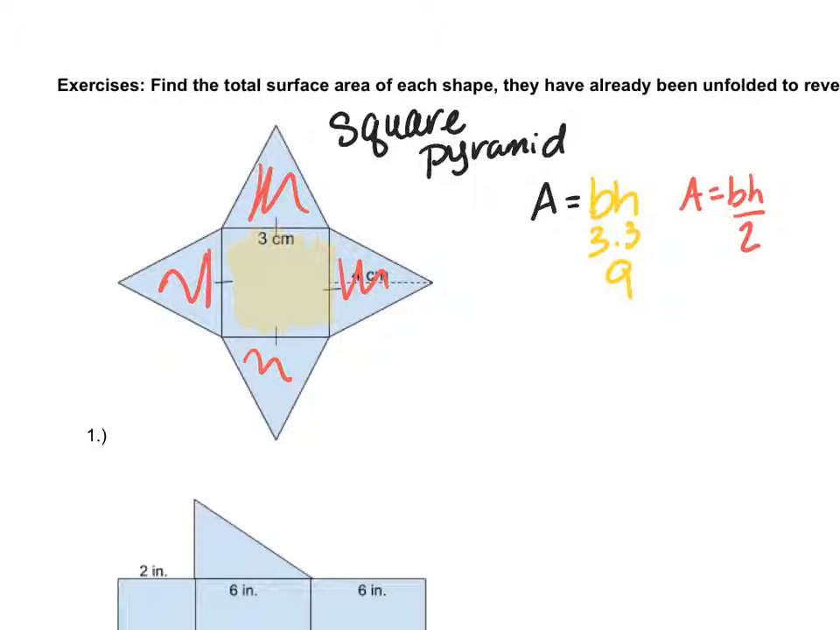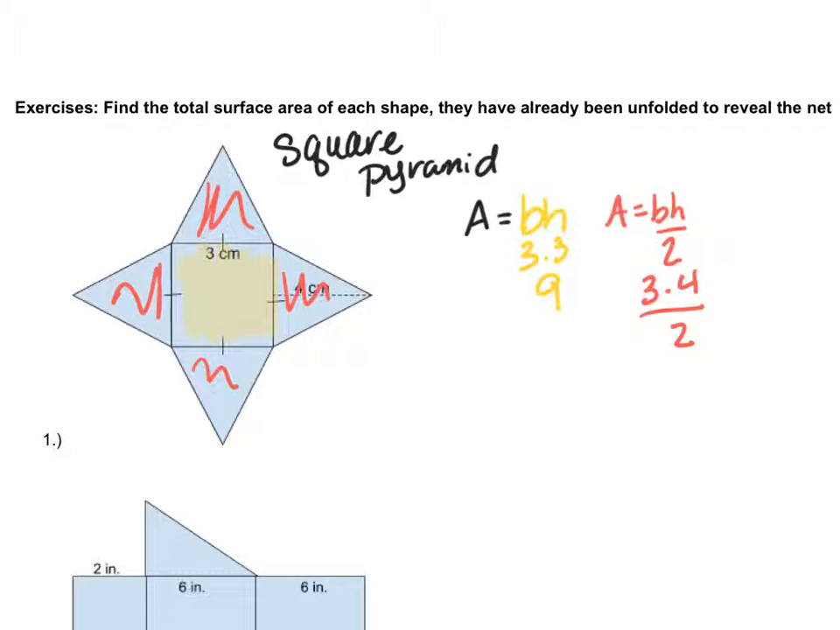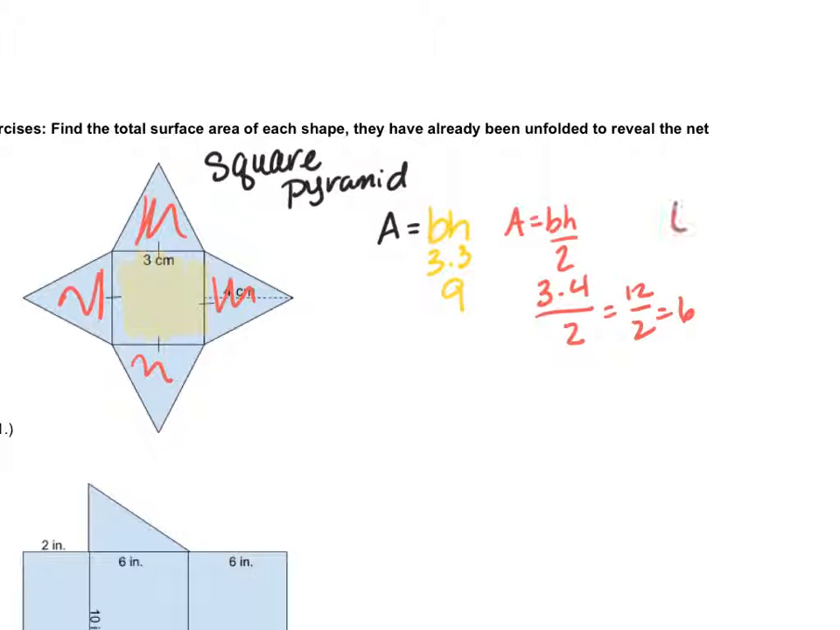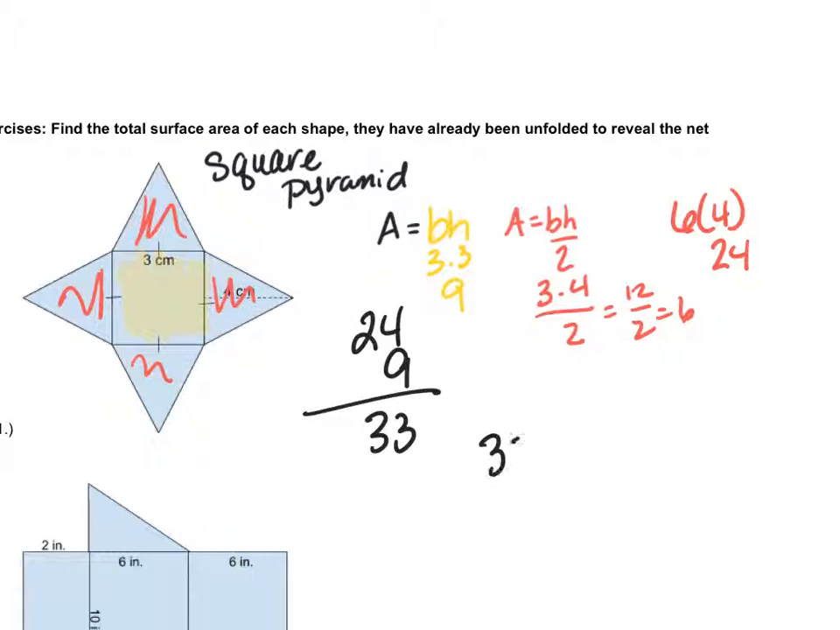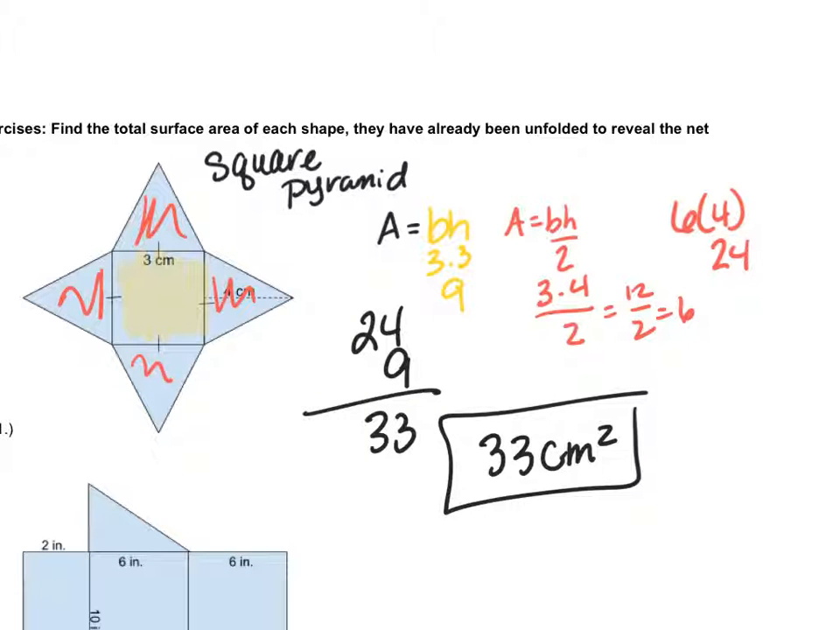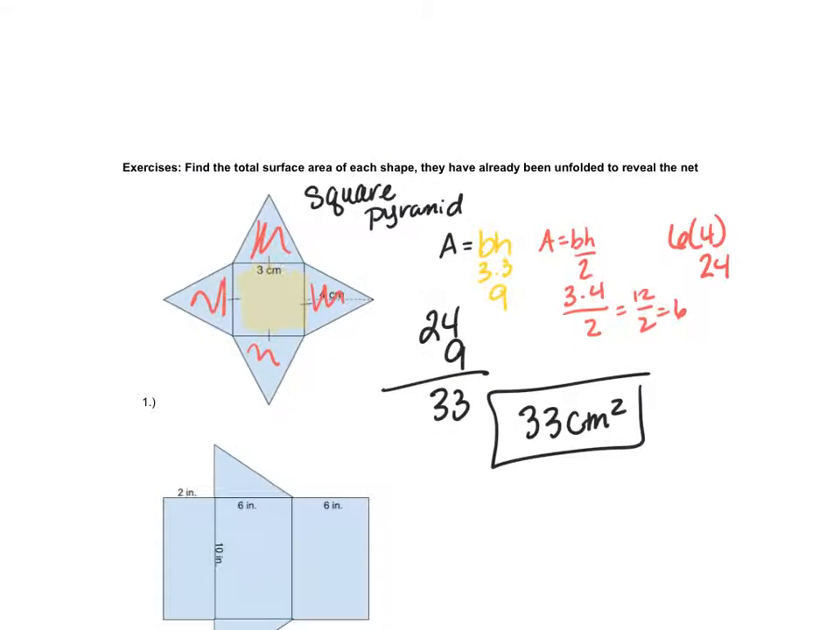Okay, so we have a base of 3, a height of 4, divided by 2 is 12 divided by 2, which is 6. And how many of those do we have? 4. 6 times 4 is 30. I'm sorry, 24. I don't know why I was going to do 36. I'm sorry. 24. Okay, so 24 plus 9 is 33, and it's 33 centimeters squared. Okay, so that is your answer for that first one.